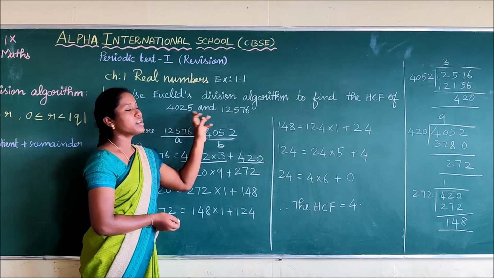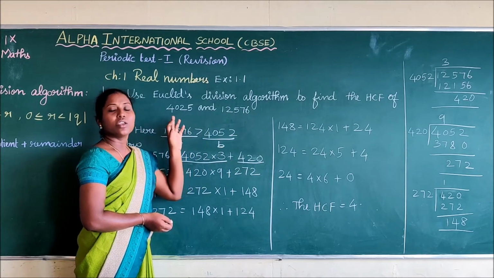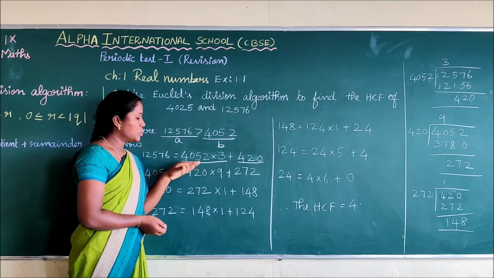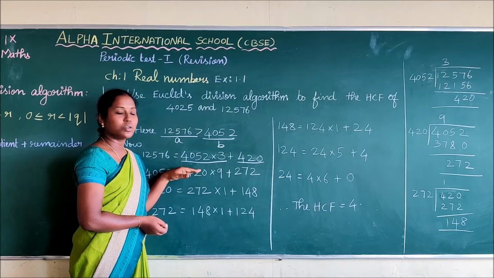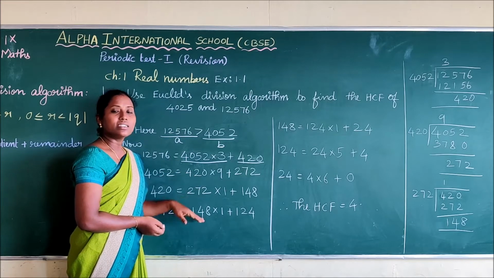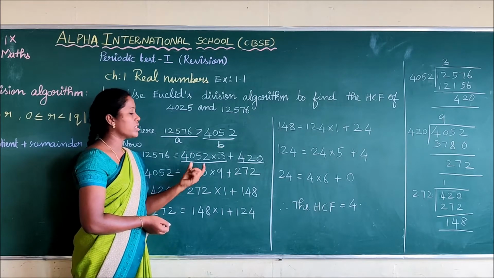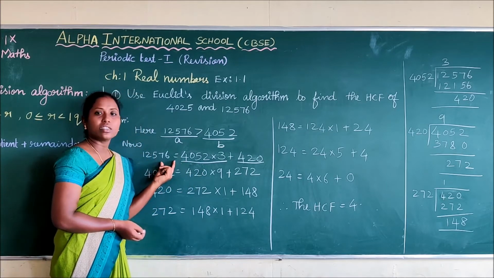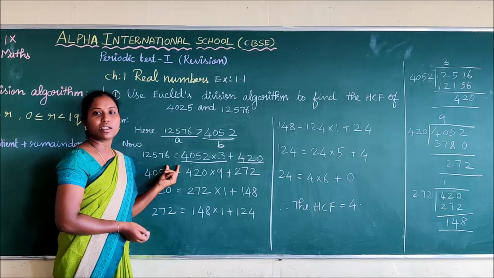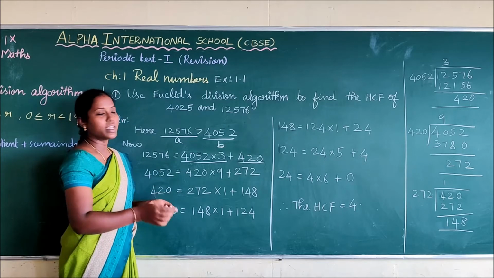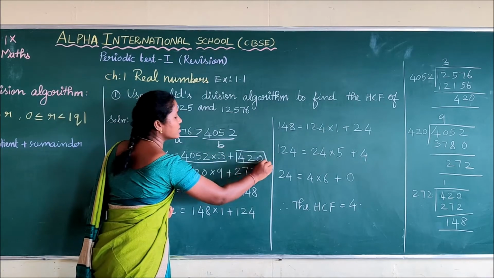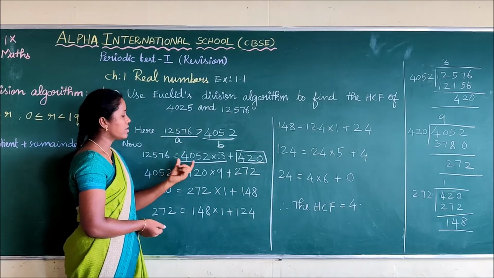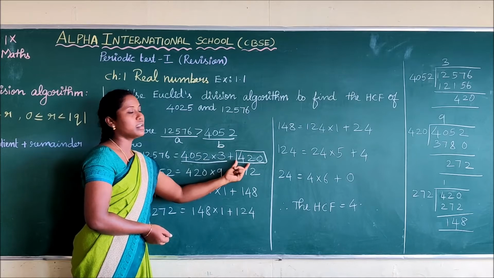To find the HCF of two numbers using Euclid's division algorithm, we have to do this division process until the remainder comes 0. In the first step we are not going to identify the HCF. We have to repeat this process until the remainder comes 0. Here the remainder is not equal to 0, so next we are going to divide the divisor by the remainder.